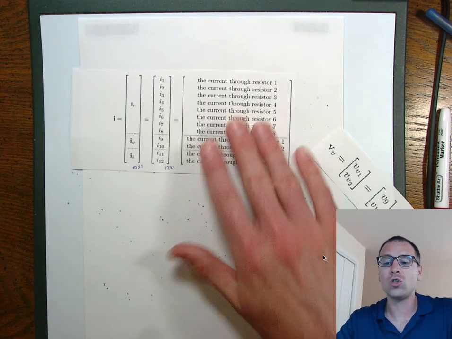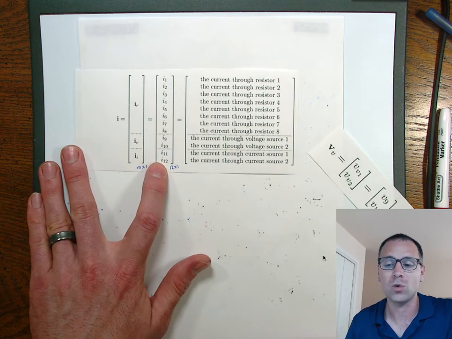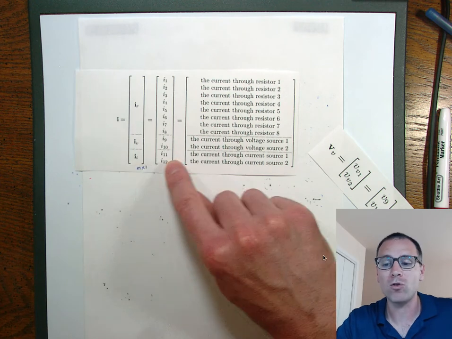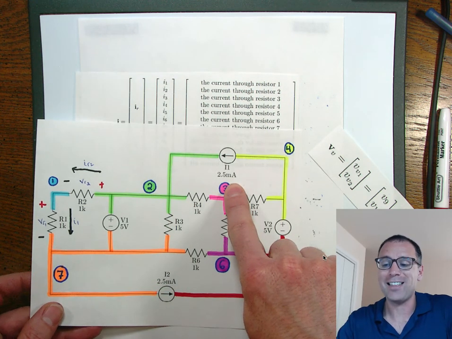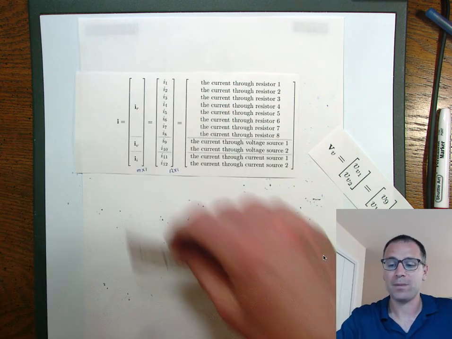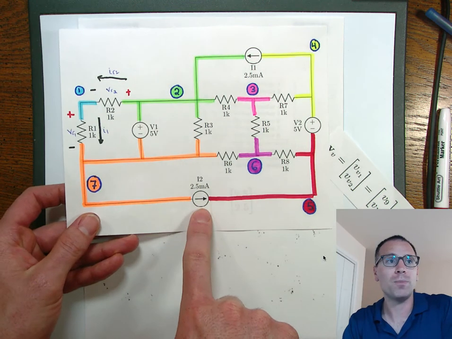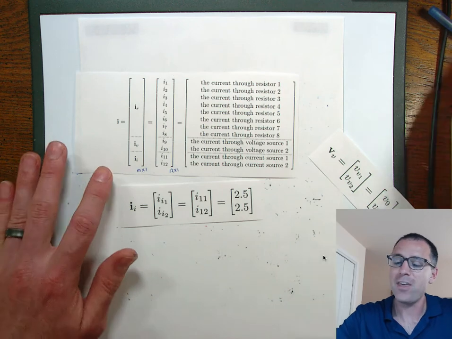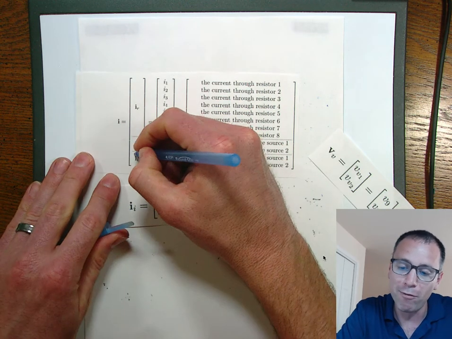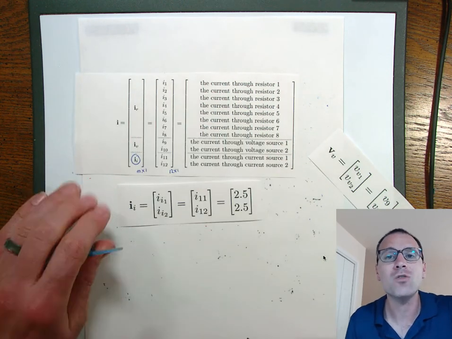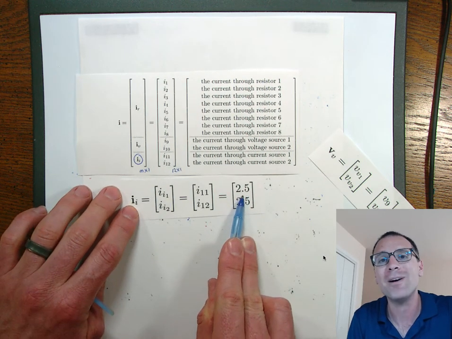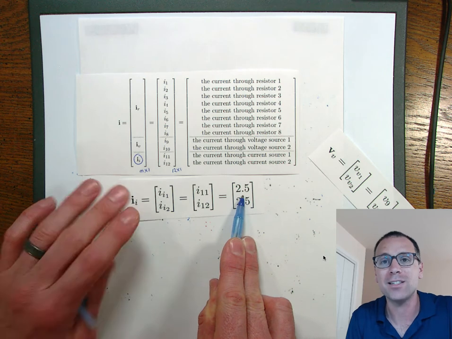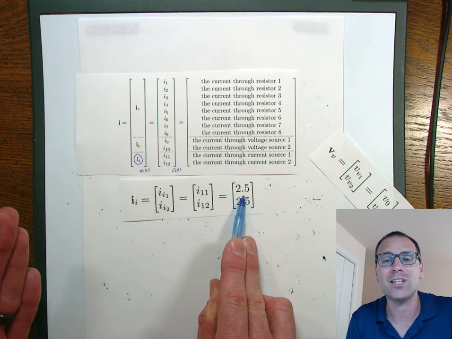The same thing is true for the currents running through the current sources. What is the current running through current source 1? Well, in the schematic, I see that it should be 2.5 milliamps. Same thing for the current source 2, it should be 2.5 milliamps, which means this subblock of my vector is not an unknown set of variables, but instead a known set of variables. I know how much current is running through it because it's designed into that particular circuit element.